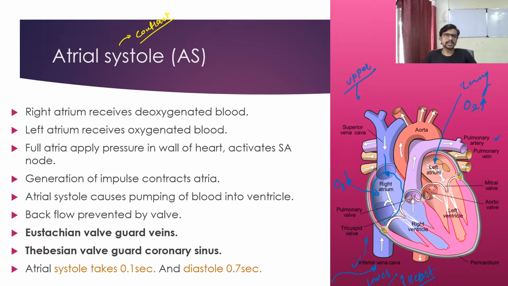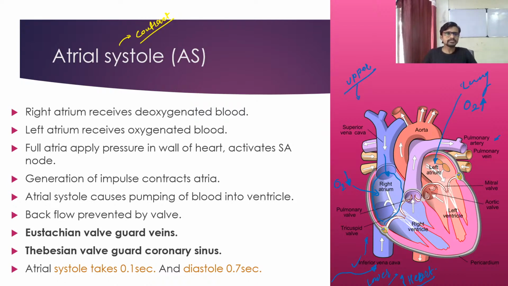Okay, so the right side of the heart is known for deoxygenated blood, and the left side of your heart always carries oxygenated blood. So there is a difference between right and left side. So you can also write it in the examination: the left side always has oxygenated blood, and the right side of the heart always carries deoxygenated blood.